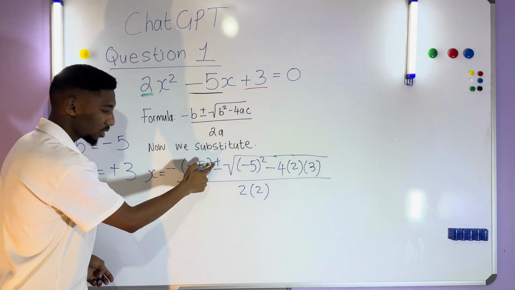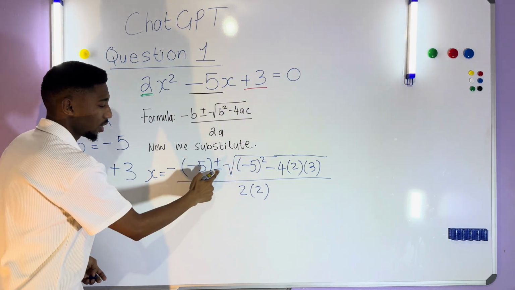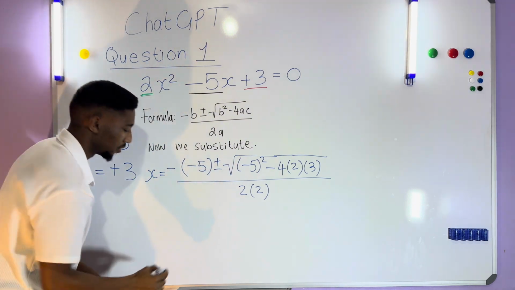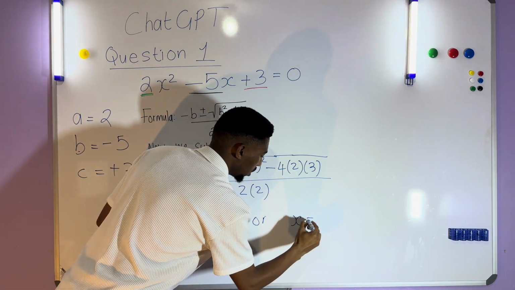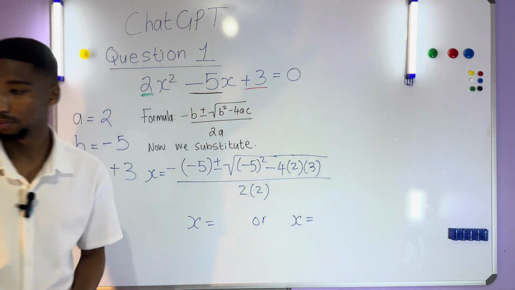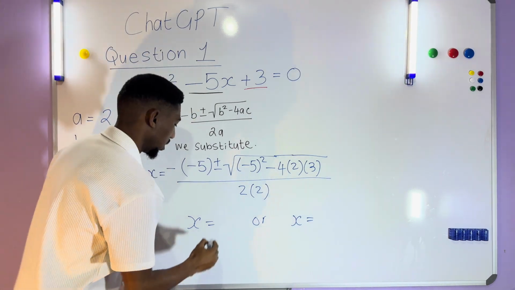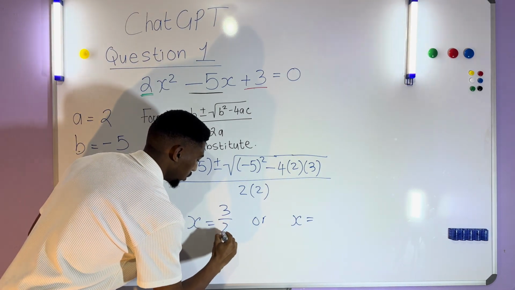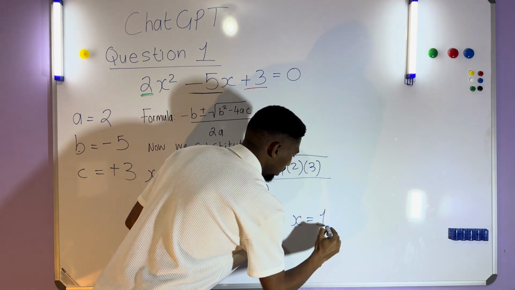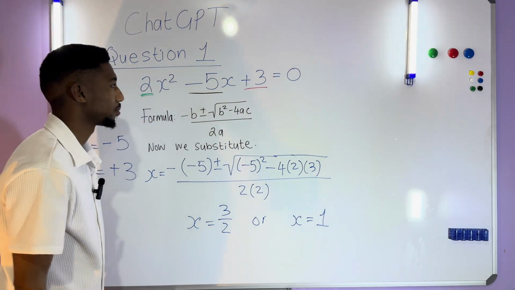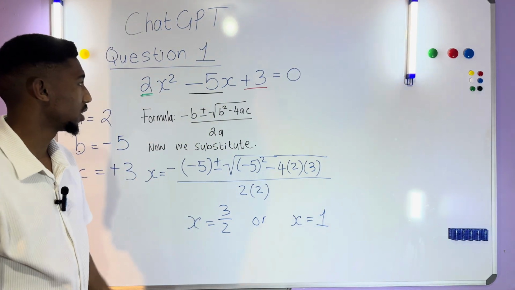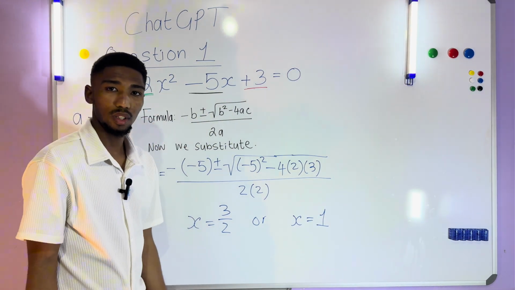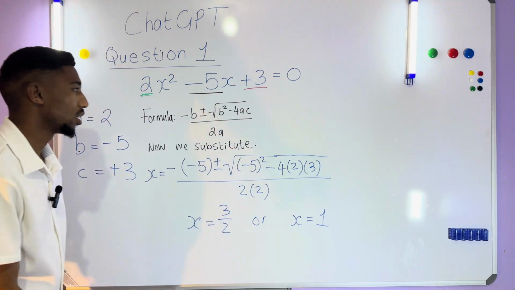First, we're going to use the plus in our calculator, and then we're going to use the negative. So we will have two possible answers. Putting that in our calculators, we get x equals 3 over 2, or x is equal to 1. The first trinomial is the first question by ChatGPT. It's quite simple, as long as you know the quadratic formula.